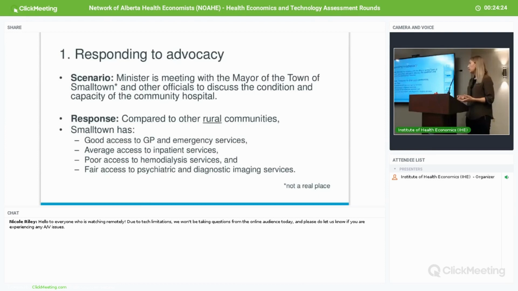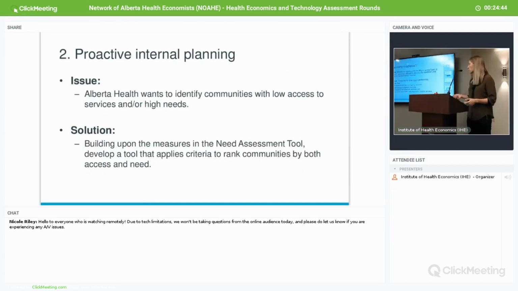So an example of how this is used, the minister will be meeting with the mayor of a small town, I have to change the names here, and other officials to discuss the condition and capacity of the community hospital. So we can say compared to other rural communities, so comparing this community to others like it, that they have good access to some services, average access to others, and poor access to a few. So that's pretty straightforward. It gets used all the time. It obviously saves everyone a ton of time. We're not re-pulling data every time some emergency arises. But it doesn't really help us plan.